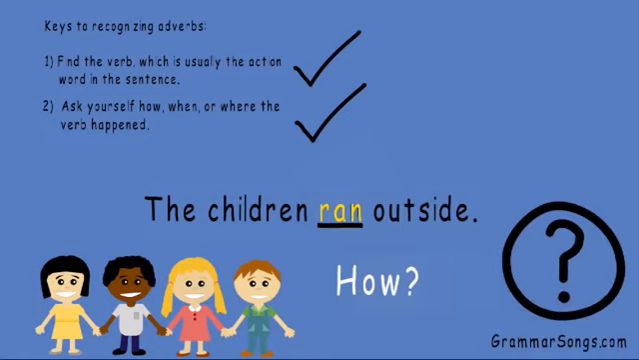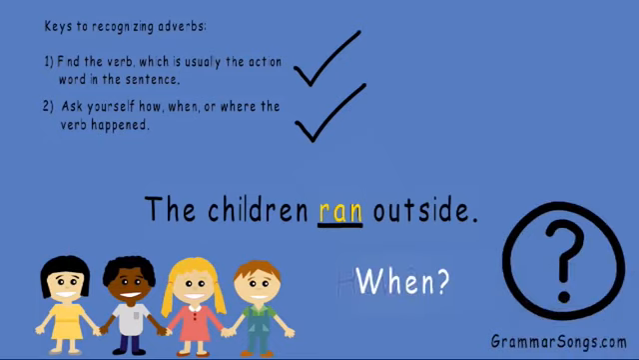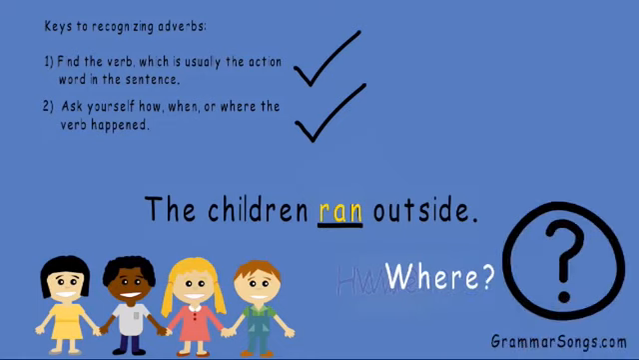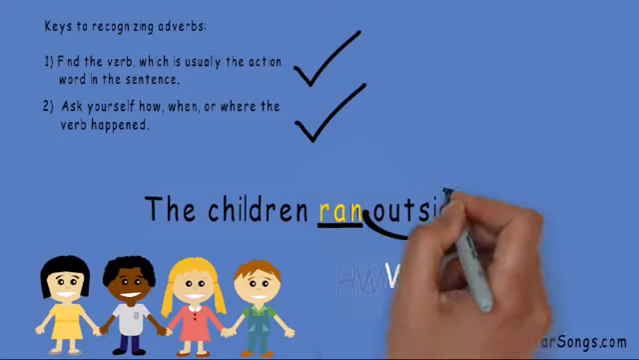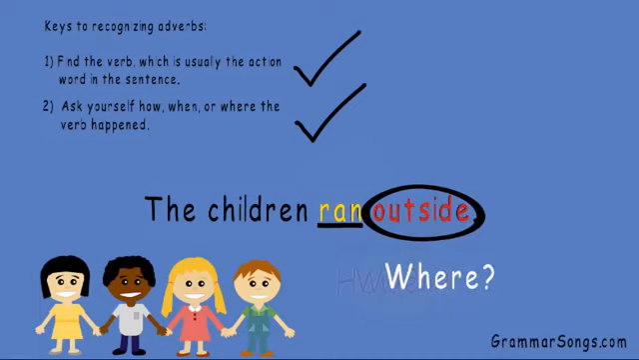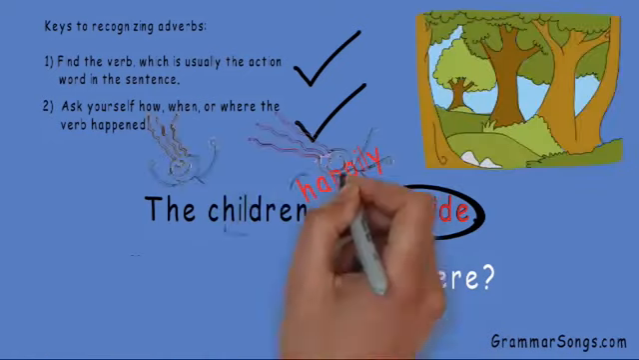Do you see an adverb that tells how the children ran? No. Do you see an adverb that tells when the children ran? No. Do you see an adverb that tells where the children ran? Outside. The children ran outside. Outside is an adverb that tells where the children ran. And if I wanted to add another adverb, I could tell how the children ran outside. The children happily ran outside.